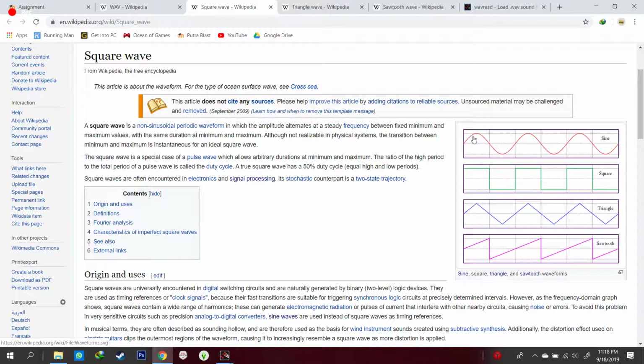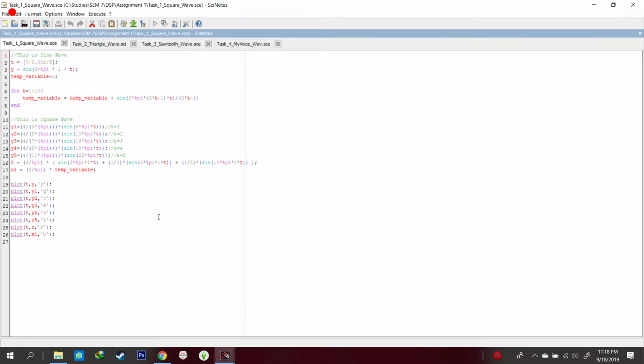First of all, we're going to do a sine wave, and then from this sine wave we're going to compose it into a square wave, a triangle wave, and lastly a sawtooth wave. So I'm going to show you how I'm going to plot the square wave. This is the sine wave, and this is the equation for the sine wave, and this is the equation for the square wave.